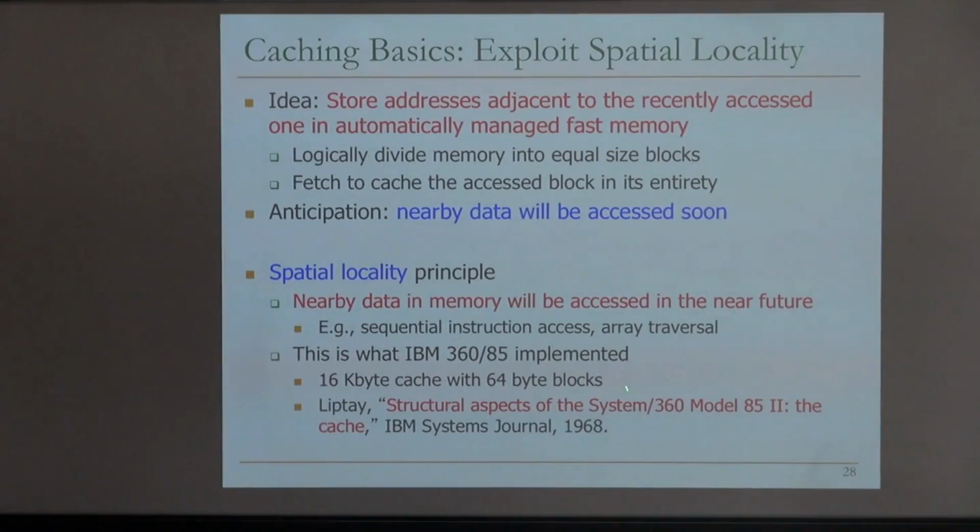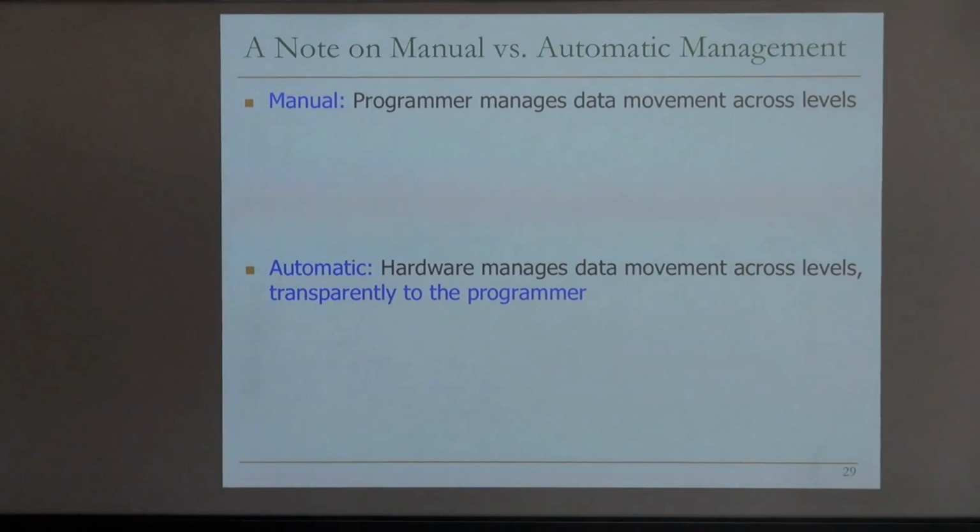But 64-byte blocks has actually been the general-purpose block size in many systems. Some IBM systems actually increase that because they saw good sequential access in their programs. Some of the IBM systems had 256 byte blocks. But I think a lot of the general purpose processors today have 64 byte blocks.